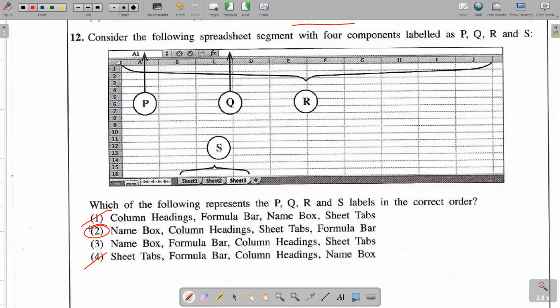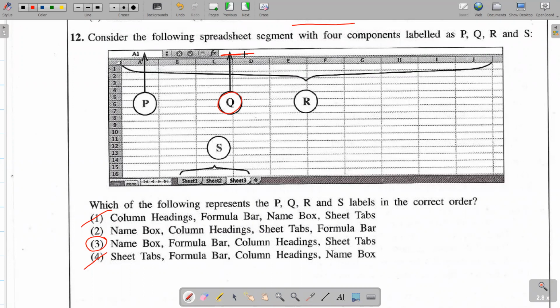Oh, hold on. Second, P is the name box. Q is the formula bar. I'm sorry, I mixed it up. Q is the formula bar. Not the second, the third one is the answer. Because Q goes here, the formula bar. R is the column headers. And S is the sheet tabs. The third one is going to be the answer.